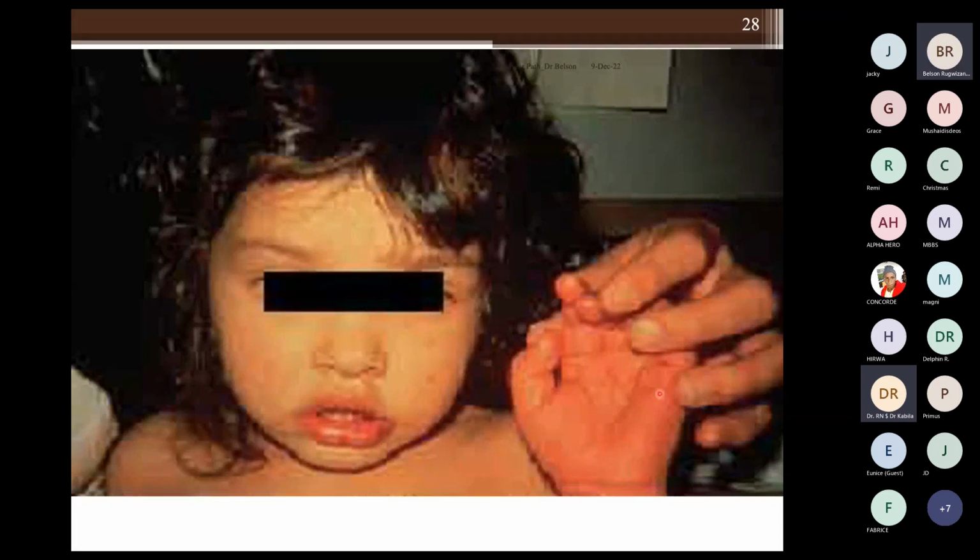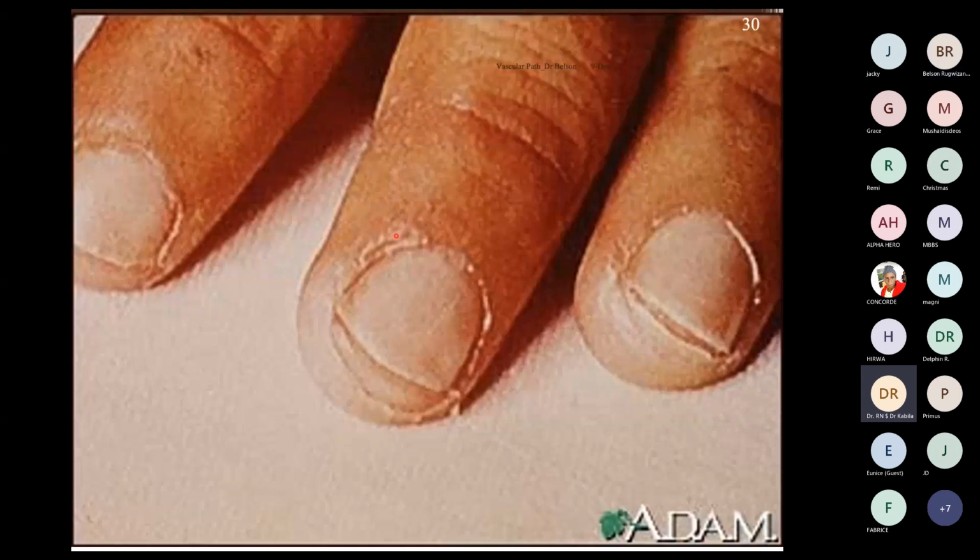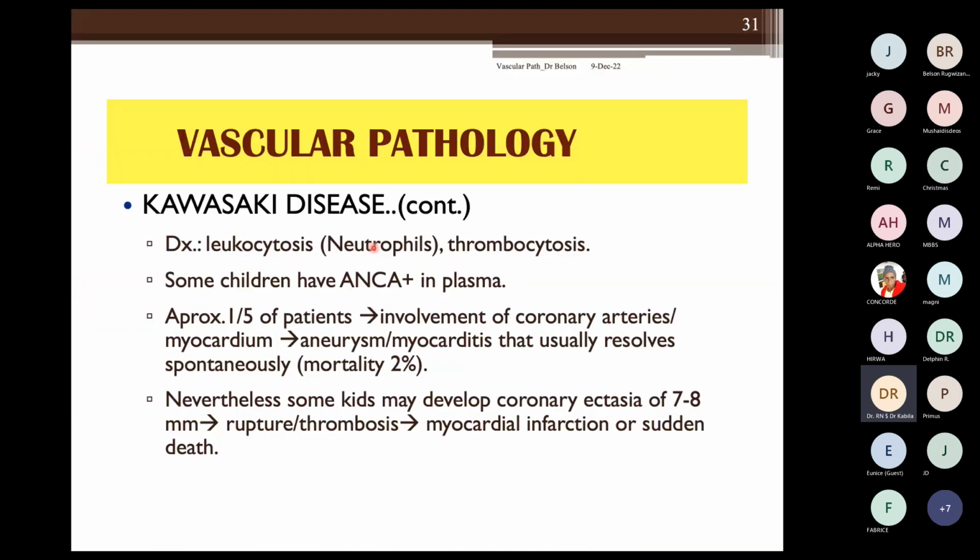So, okay, the picture is not enough, but it was showing changes in the palms. So the red eyes, dry cracked lips, and the red tongue. The sign, so this is a Japanese. So peeled off layers of the skin around the nails.